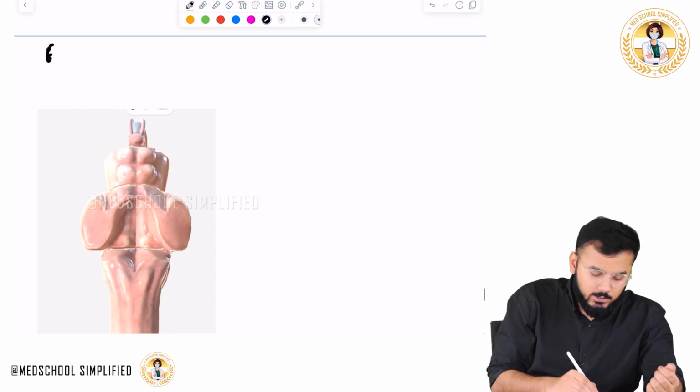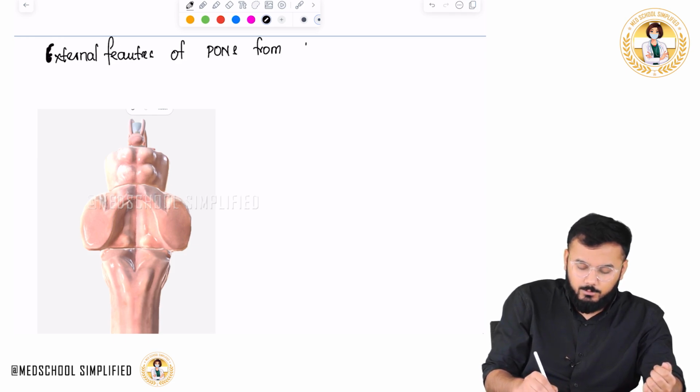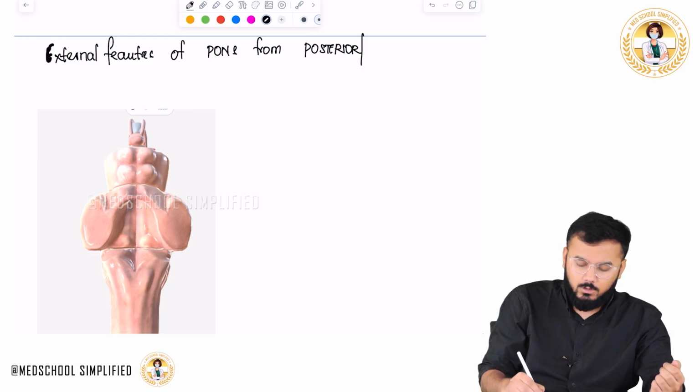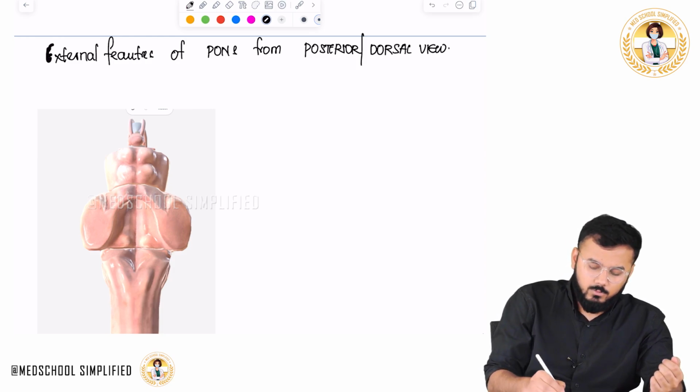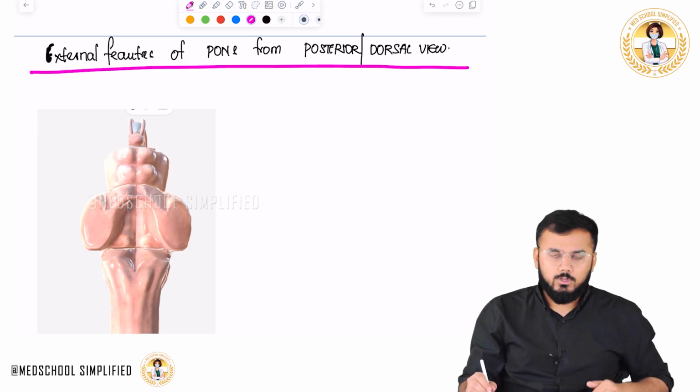So our topic of discussion would be external features of pons from posterior or dorsal view. So external features of the pons from the posterior or the dorsal view.